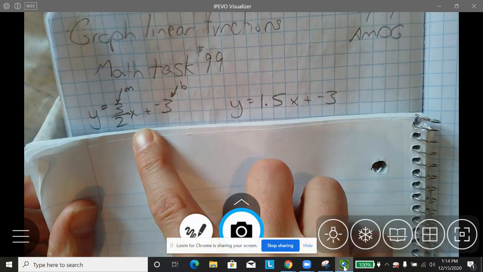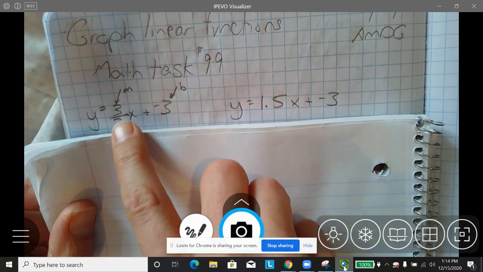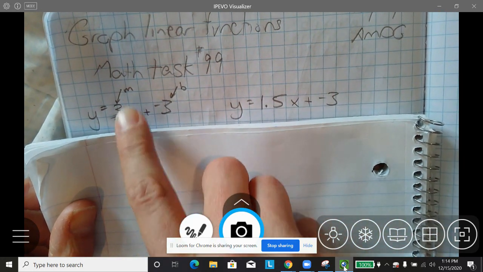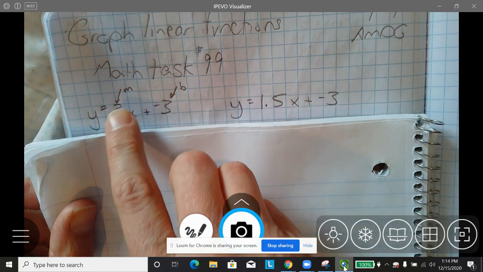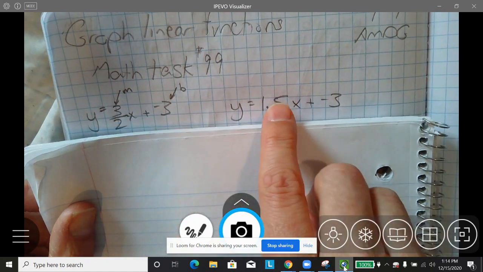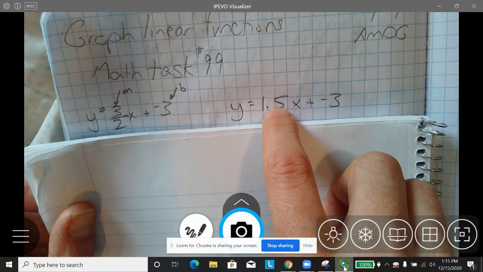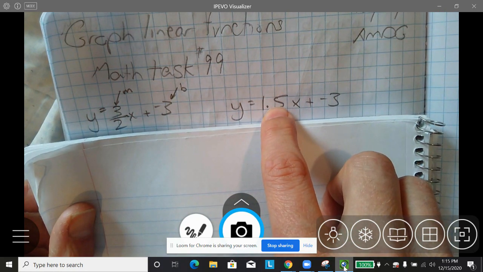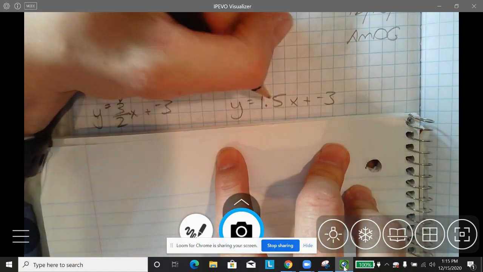You might also see this written as 1.5 times x plus negative 3, because 3 over 2, 3 divided by 2 is 1.5. I like this way to write it because we can see the rise and the run. Remember, you need a rise and the run. But you might see it this way as well and have to realize that this means 3 over 2. All right? So this is the slope and this is the y-intercept.